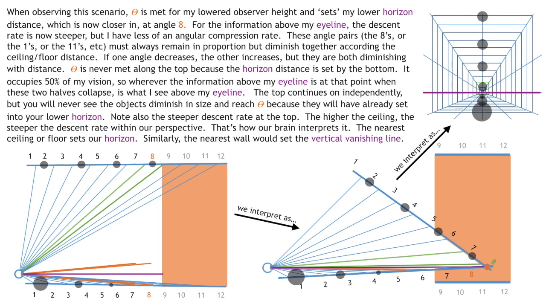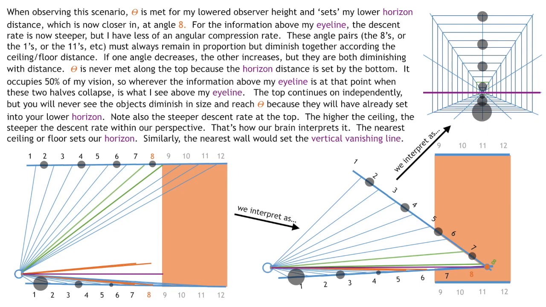It occupies 50% of my vision, so wherever the information above my eyeline is at that point, when these two halves collapse, is what I see above my eyeline in my perspective. The top continues on independently, but you will never see the objects diminish in size and reach theta along the top because they will have already set into your lower horizon. They are gone to your vision. Note also the steeper descent rate at the top. The higher the ceiling, the steeper the descent rate within our perspective. This is how our brain interprets it.